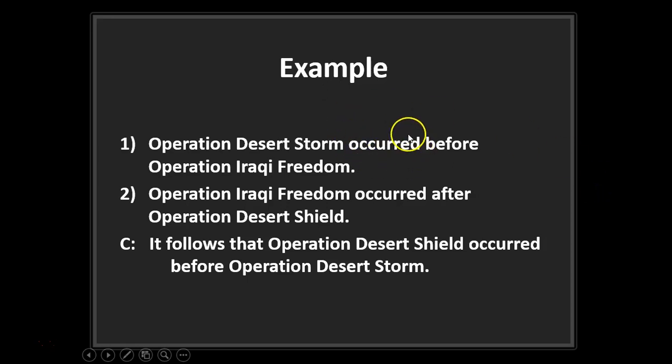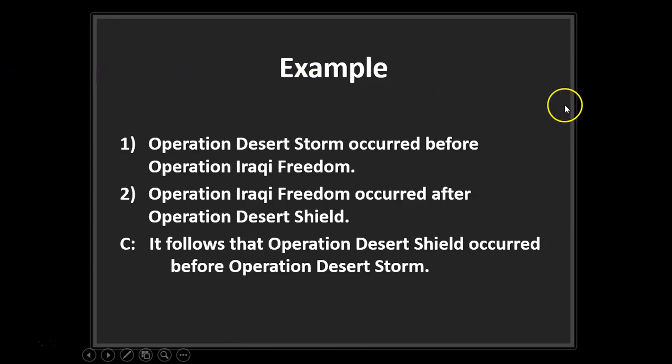Operation Desert Storm occurred before Operation Iraqi Freedom, and Operation Iraqi Freedom occurred after Operation Desert Shield, so it follows that Operation Desert Shield occurred before Operation Desert Storm. To figure out validity here, I recommend drawing a timeline and entering this information on the timeline as if you were following a recipe, right?